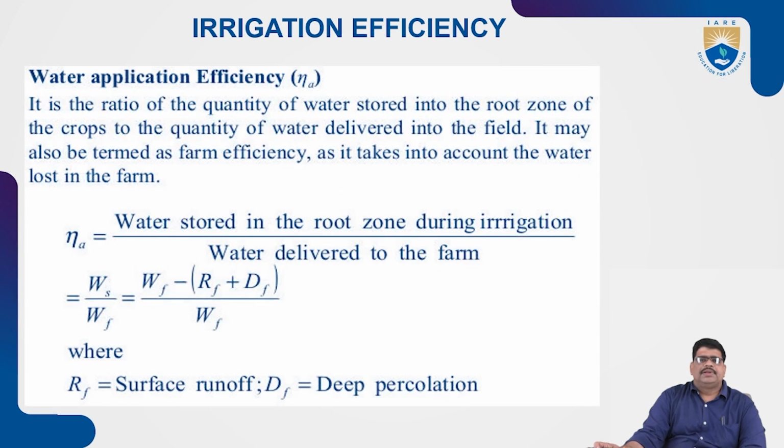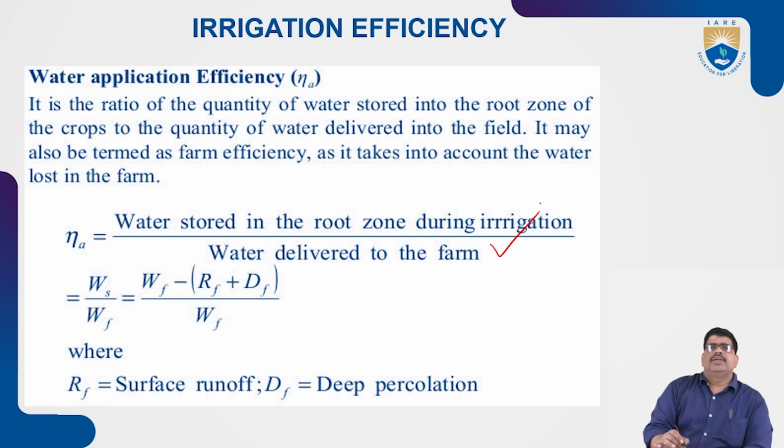Next, the water application efficiency can be expressed in the field. This is the water storage. It is the ratio of water stored in the root zone during irrigation, divided by the water delivered to the farm. How much water can be supplied and delivered, and how much of it can be stored in the root zone. Let us see that one.